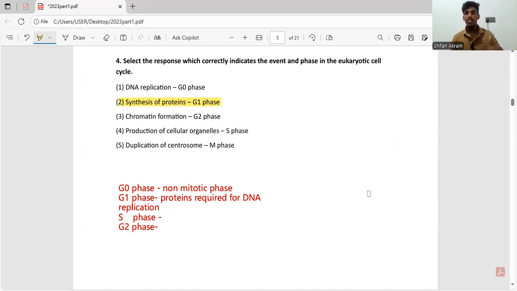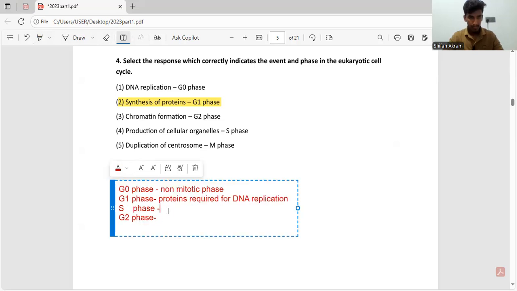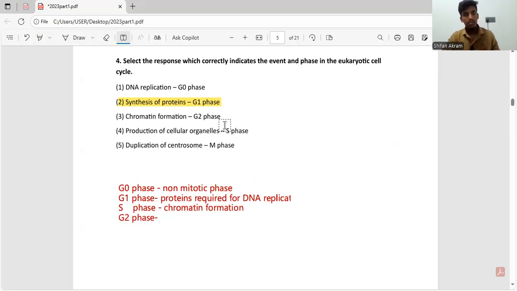Okay, now let's go through the other statement. Chromatin formation. Now, as I said, DNA replication occurs in the interphase. So when the DNA replication occurs, the DNA should be arranged, right? So that's where the chromatin formation comes in. And after G1 phase, we have the S phase. So in the S phase, chromatin formation occurs, not in the G2 phase. So chromatin formation occurs in the S phase. So third statement is wrong.